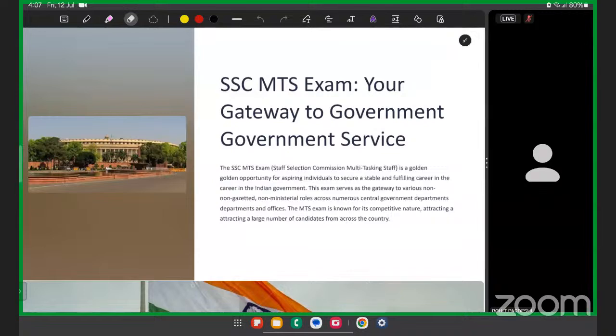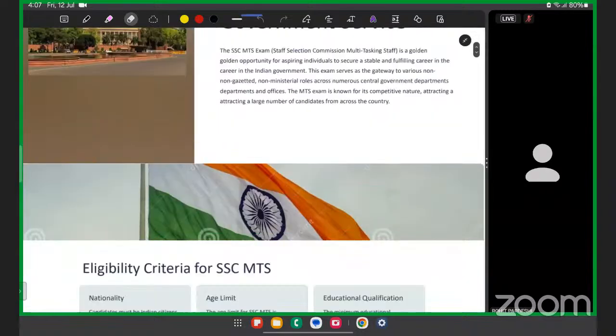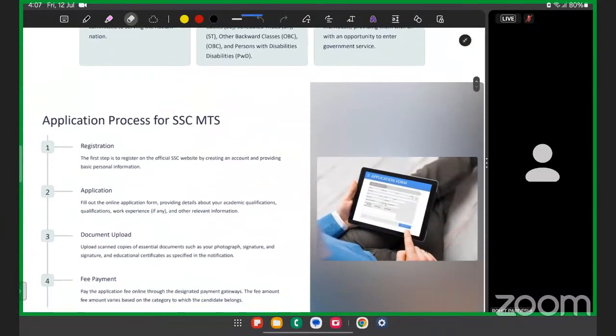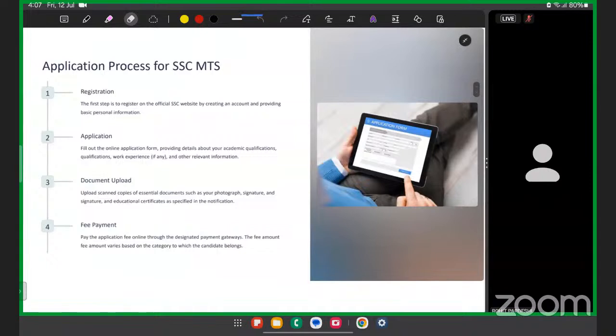Now looking forward, this time the vacancies have been highly increased as compared to the last time. Now we'll be talking about the examination procedure. Here itself we have two tiers, tier 1, tier 2, and then we have the final selection. The merit depends upon the main examination.